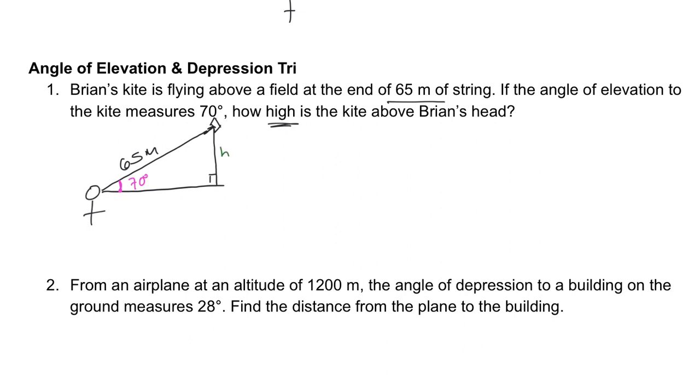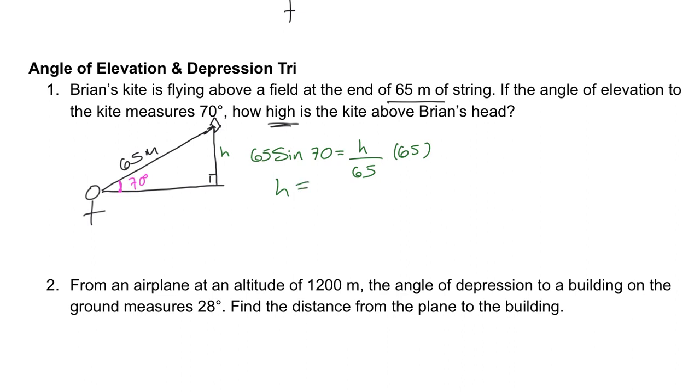So based on my information from the angle, I've got the hypotenuse and I've got the opposite. So to solve this exercise, I have hypotenuse and opposite, so I've got to use sine. So let's write this here. Sine of 70 degrees equals h over 65. I'm going to multiply times 65 on both sides.